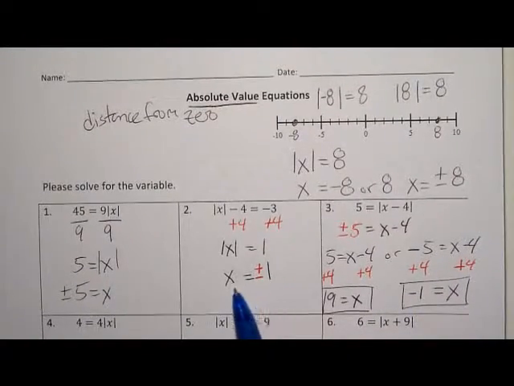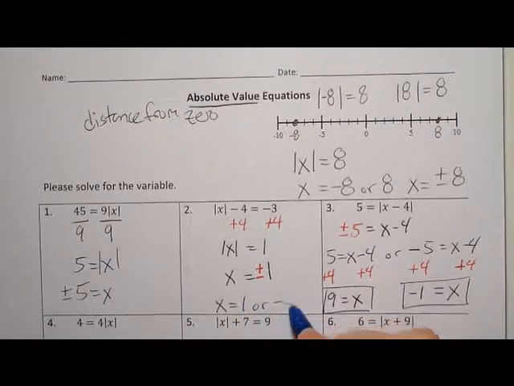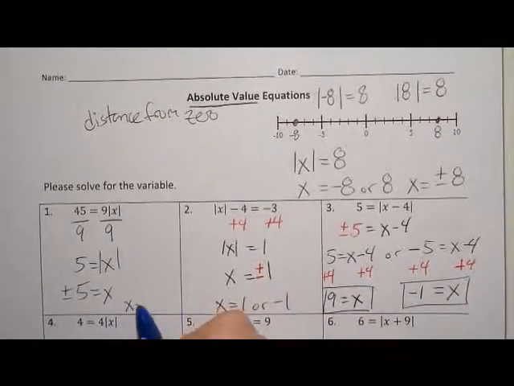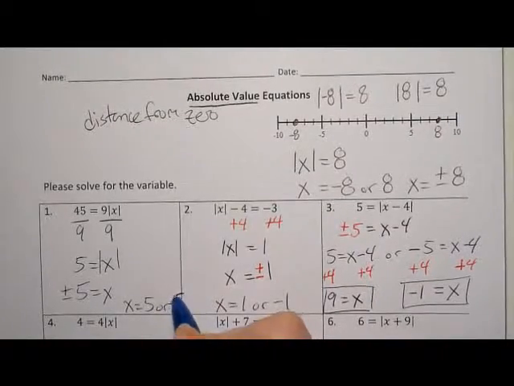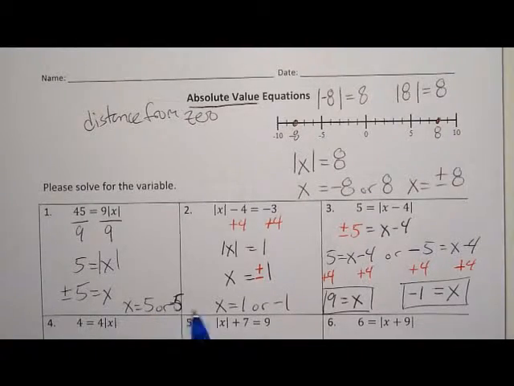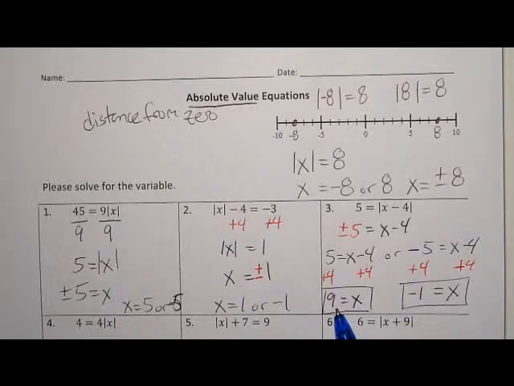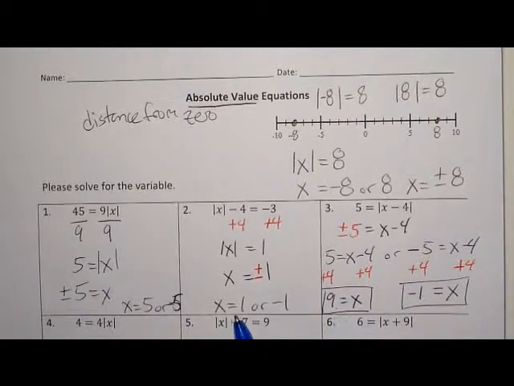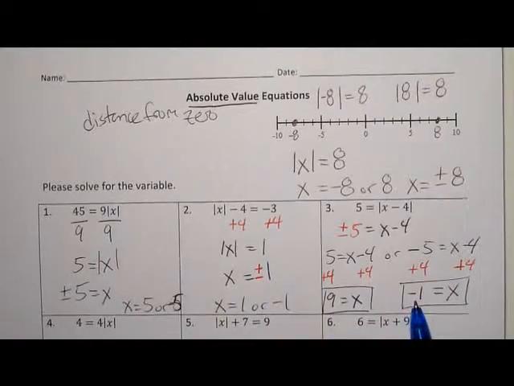Notice that in all of these absolute value equations I have two answers. X is +1 or -1. X is +5 or -5. When you have absolute value signs, expect to have two answers. The answers could be different. They don't just have to be +1, +5. You could have +9 or -1.